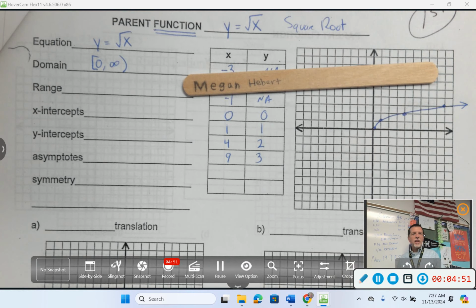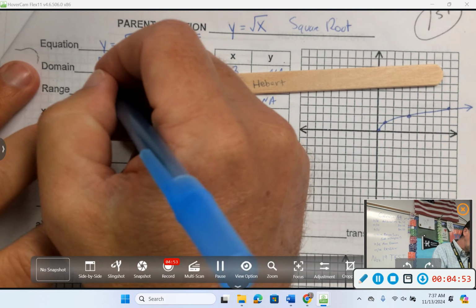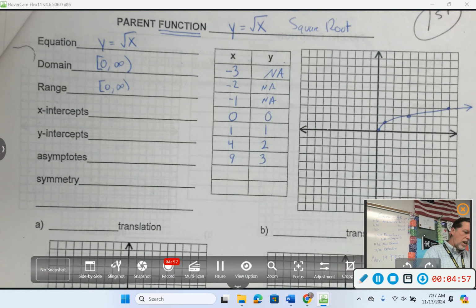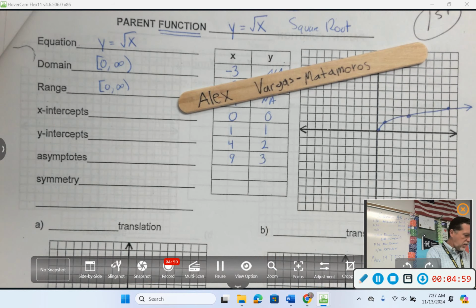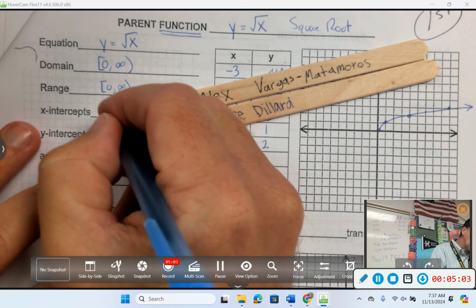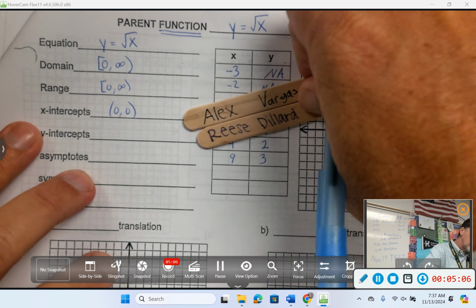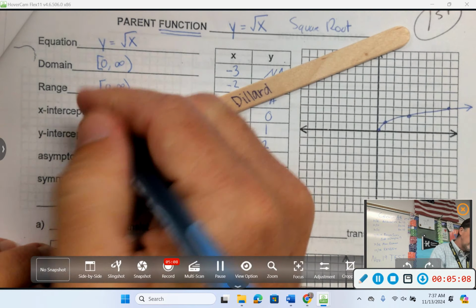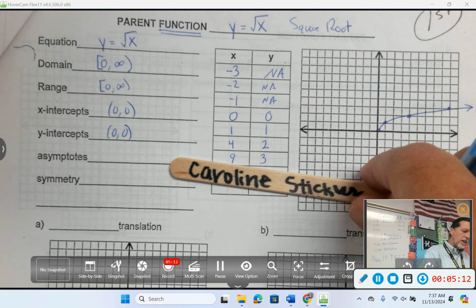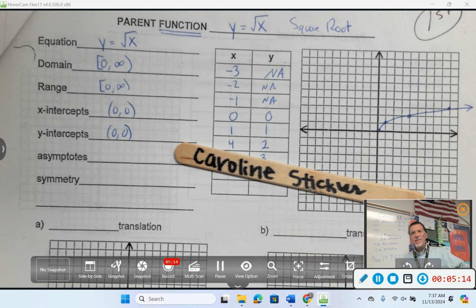Megan, how about the range? 0 to infinity. Alex, how about x-intercepts? The origin, so 0, 0, yep. Reese, y-intercepts? 0, 0. Caroline, do you see any asymptotes?